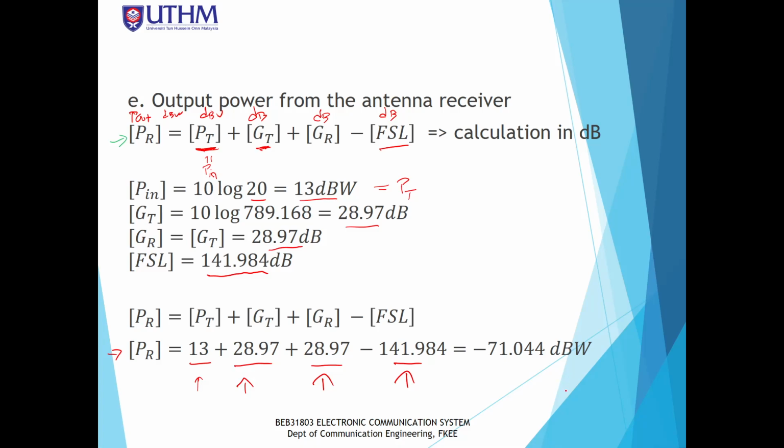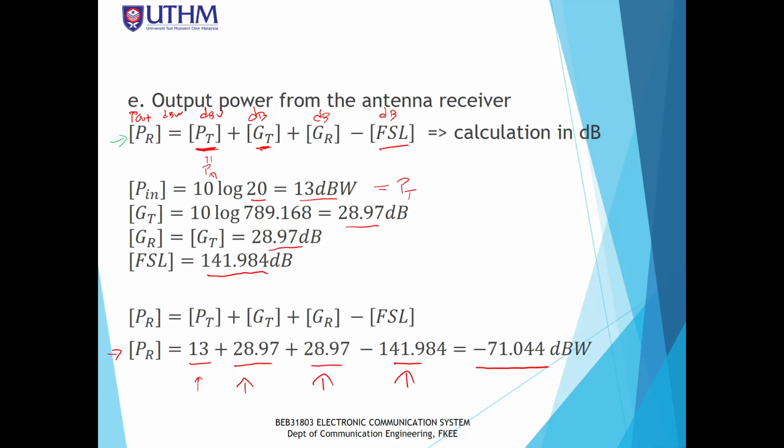Okay, so I hope that you are not doing careless mistakes again in the final exam. I saw many students in the test do this careless mistake, so be careful. Okay, so this is minus 71.044 dBW. This is the received power by the receiver, which is the same as the P out, because there's no other losses other than the FSL.